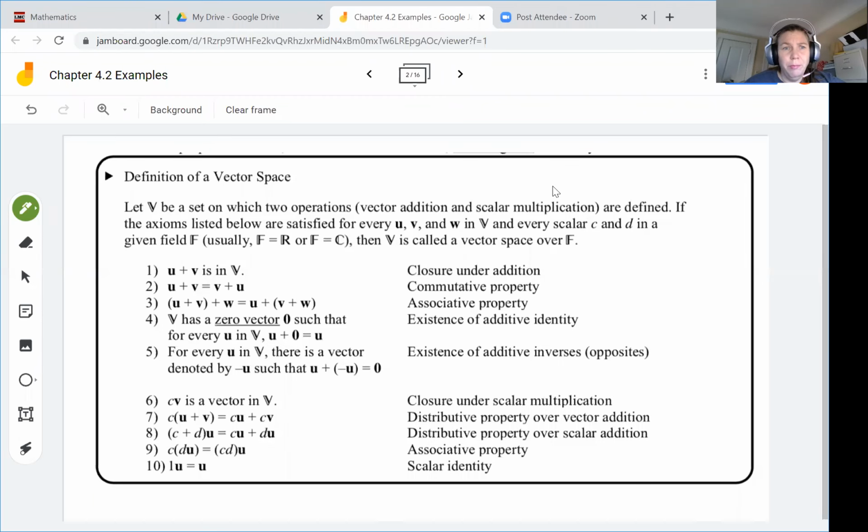The 10 properties, or the axioms as we say, that need to be satisfied are first, closure under addition. So the sum of the two elements u plus v has to also be in that same set V. Lowercase v here, u plus lowercase v has to be in the capital V set. The commutative property has to hold. u plus v has to equal the same as v plus u. The associativity property has to hold, so we can add in any order. So remember, our operations here are vector addition and scalar multiplication.